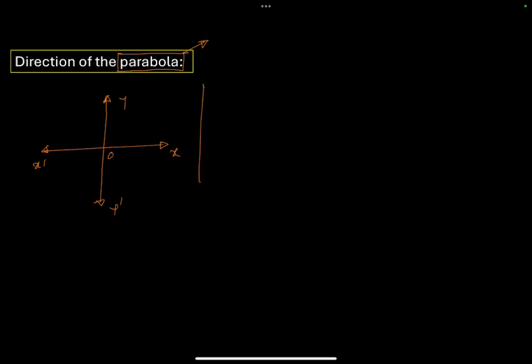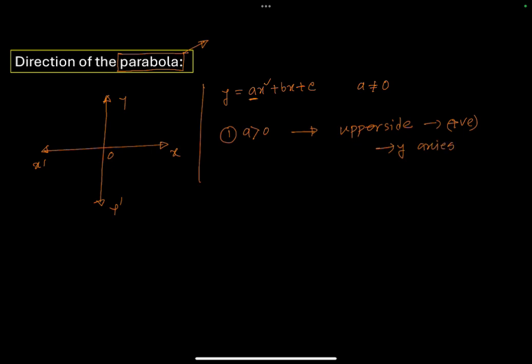We have the equation y is equal to ax squared plus bx plus c. If we look at the constant a, a cannot be equal to 0. Why? If a is equal to 0, the equation will be no more quadratic. It will become a linear equation. But if a is greater than 0, then the opening of the graph will be at the upper side, the positive side of the y-axis.